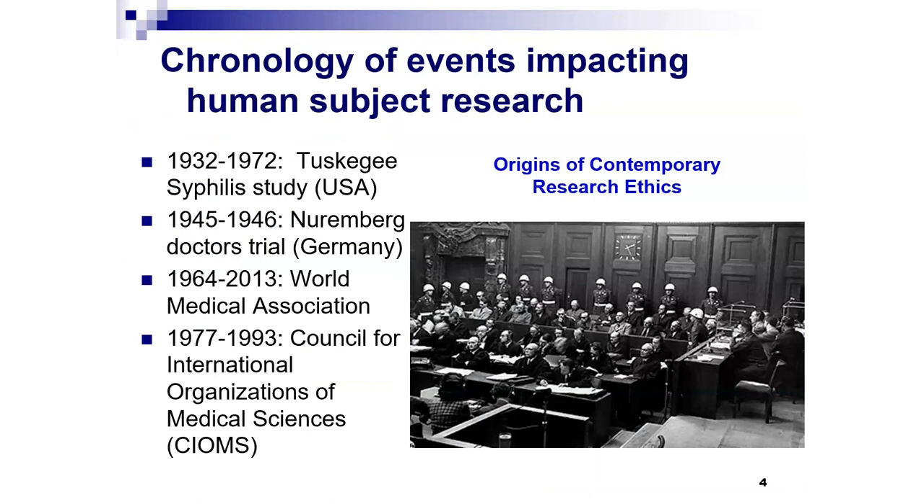Before I go into the basic concepts, I just want to give a snapshot of a few important events that happened in this world. One research that happened in the USA is famously known as the Tuskegee Syphilis Study, which happened from 1932 to 1972.